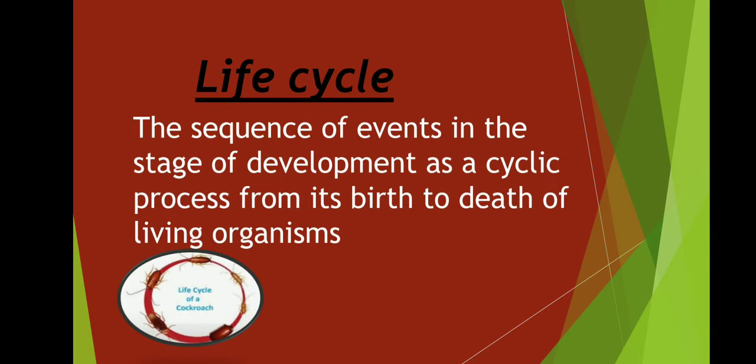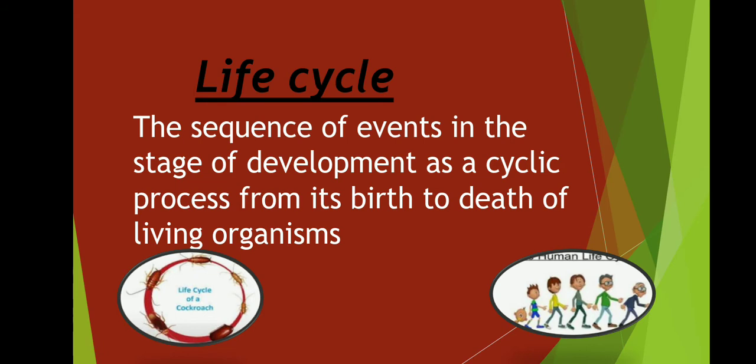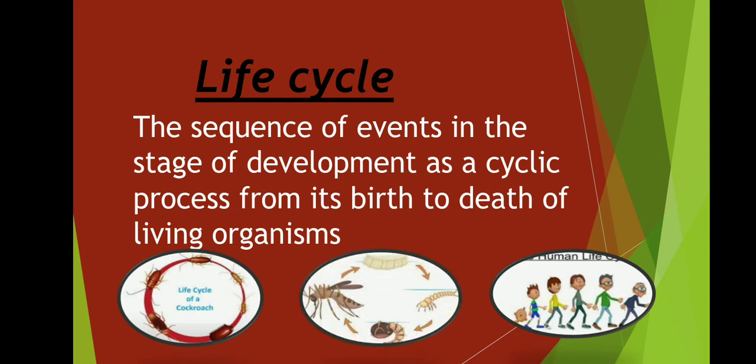The sequence of events in the stages of development as a cyclic process from birth to death is called the life cycle. Here you can see the life cycle of a human also, from baby, child, adolescent, adult, further. Now it stops, and a new generation is formed. So it's a cyclic process. Here you can see the life cycle of the mosquito, similar to that one.